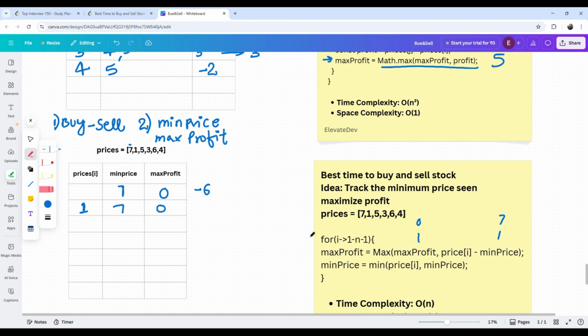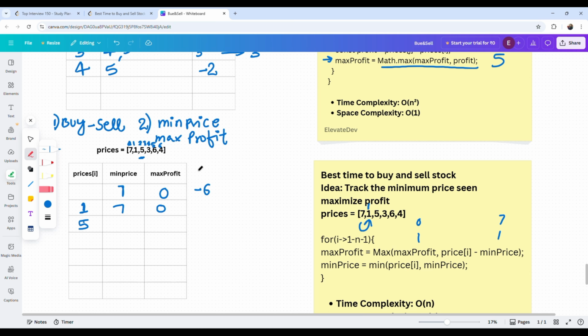Now my index i will move forward. Initially my i was at the first position, and now my i has come to this place. At this place my price i is 5. Minimum price, can I update the minimum price? You check, can I update it?